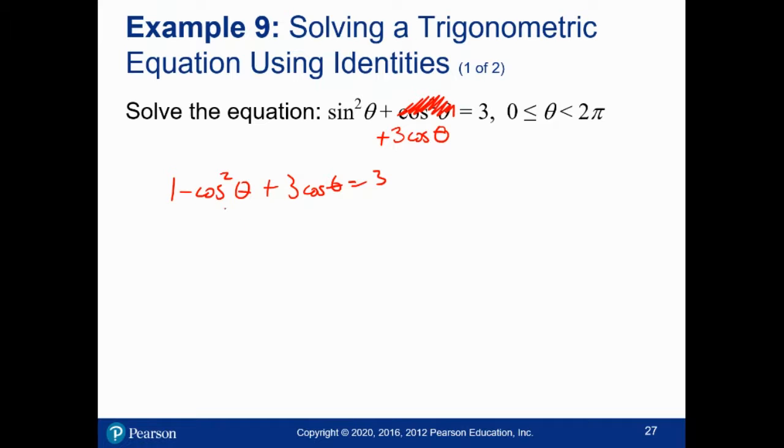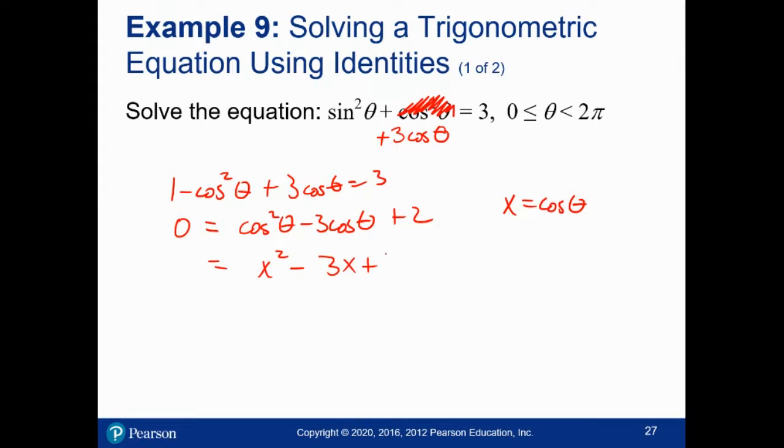I'm going to move everything over to the right-hand side. So 0 is equal to cos squared theta minus 3 cos theta plus 2. Okay. Now, having these cosines around can be a little intimidating. So what if I just replace it with an x? Then I get x squared minus 3x plus 2 is equal to 0. Hey, this actually factors. This is x minus 2, x minus 1.